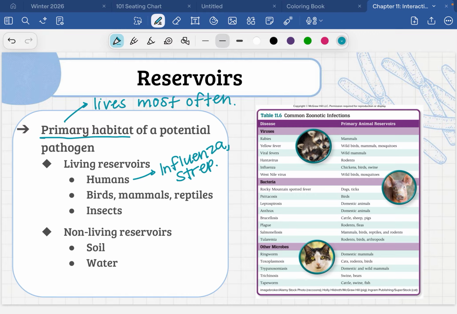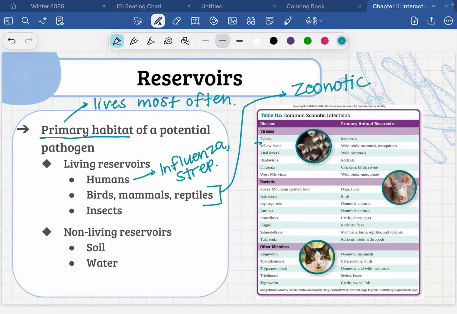Obviously, it's very possible for a living reservoir to be a bird, a mammal, or a reptile. And these types of infections are where the primary reservoir is a non-insect animal. I know that insects are technically animals, but we just don't include them in this group. This type is called a zoonotic infection, because the primary reservoir is a non-human animal.